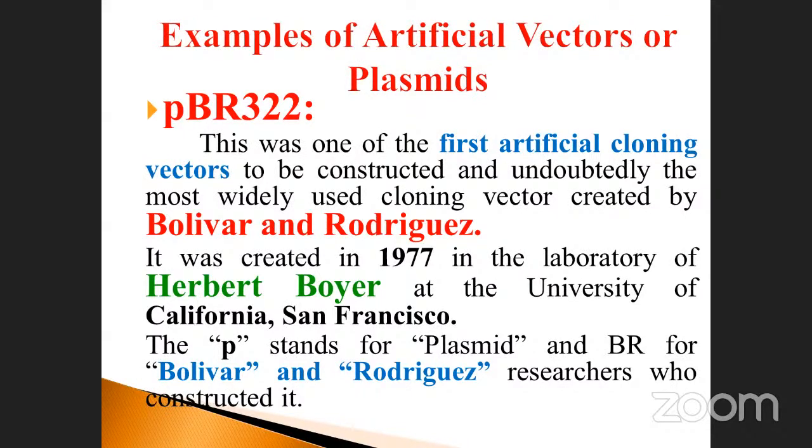The P stands for plasmid, and BR is for Bolivar and also Rodriguez. Here the P denotes the plasmid, the vector name, an extrachromosomal body. And BR is the scientists' names, the researchers who constructed it. These are the things we already saw yesterday.